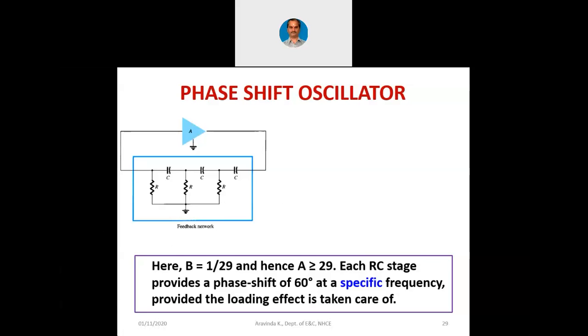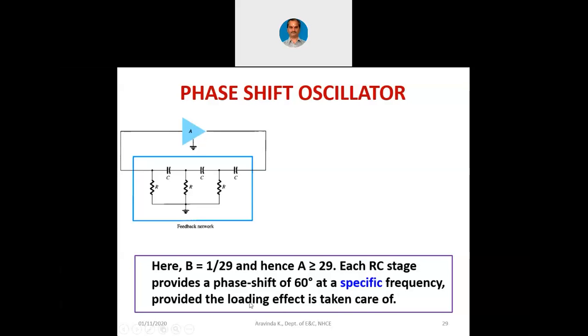Now, if that has to happen, this has to produce 60 degree only, but it will produce 60 degree based on the value of the capacitance, based on the reactance of the capacitance, and that will happen only at a particular frequency. So each RC stage provides a phase shift of 60 degree at a specific frequency, not at all frequencies. At different frequencies, the phase shift will be different.